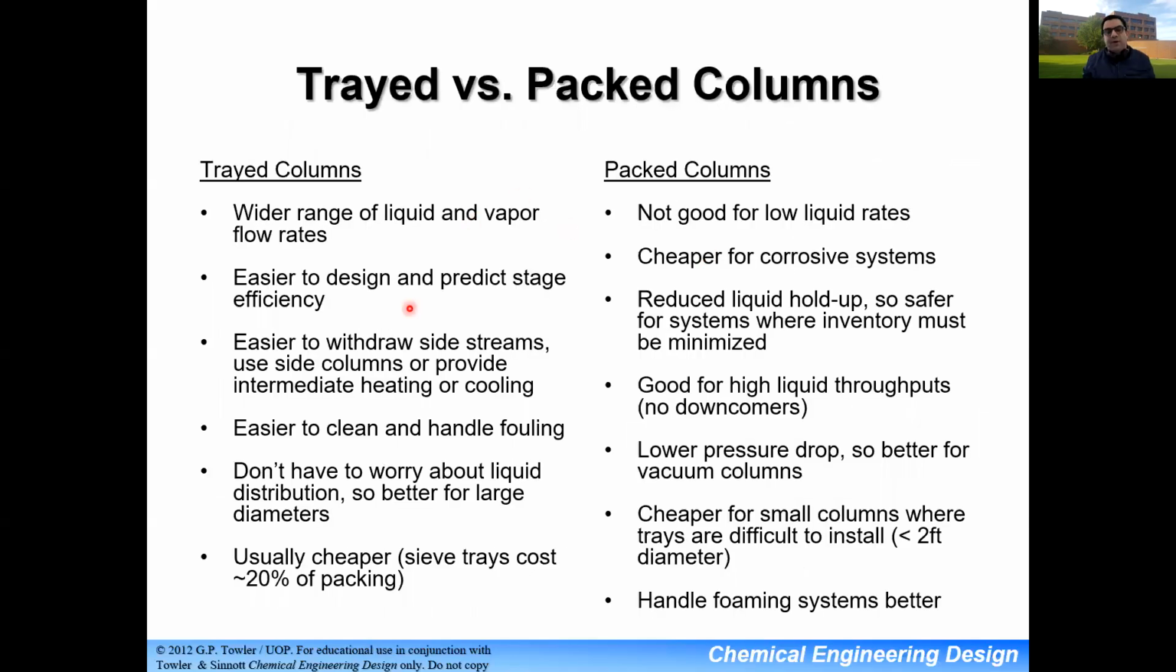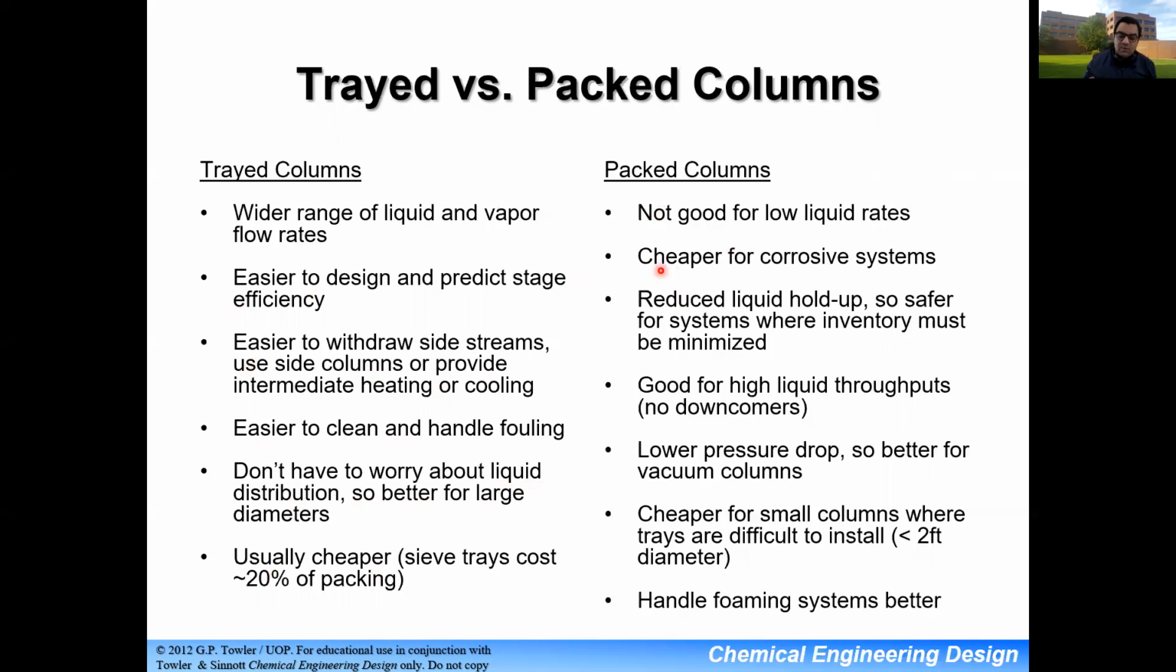Okay, so if we compare tray versus packed columns, tray columns allow you to deal with a wider range of liquid and vapor flow rates. It's easier to design and predict stage efficiencies, easier to withdraw side streams, use side columns, or provide intermediate heating and cooling. Again, easier to clean. You don't have to worry about liquid distribution. So it's better for larger diameters. And it's usually cheaper. Packed columns, the properties are, they're not good for low liquid rates.